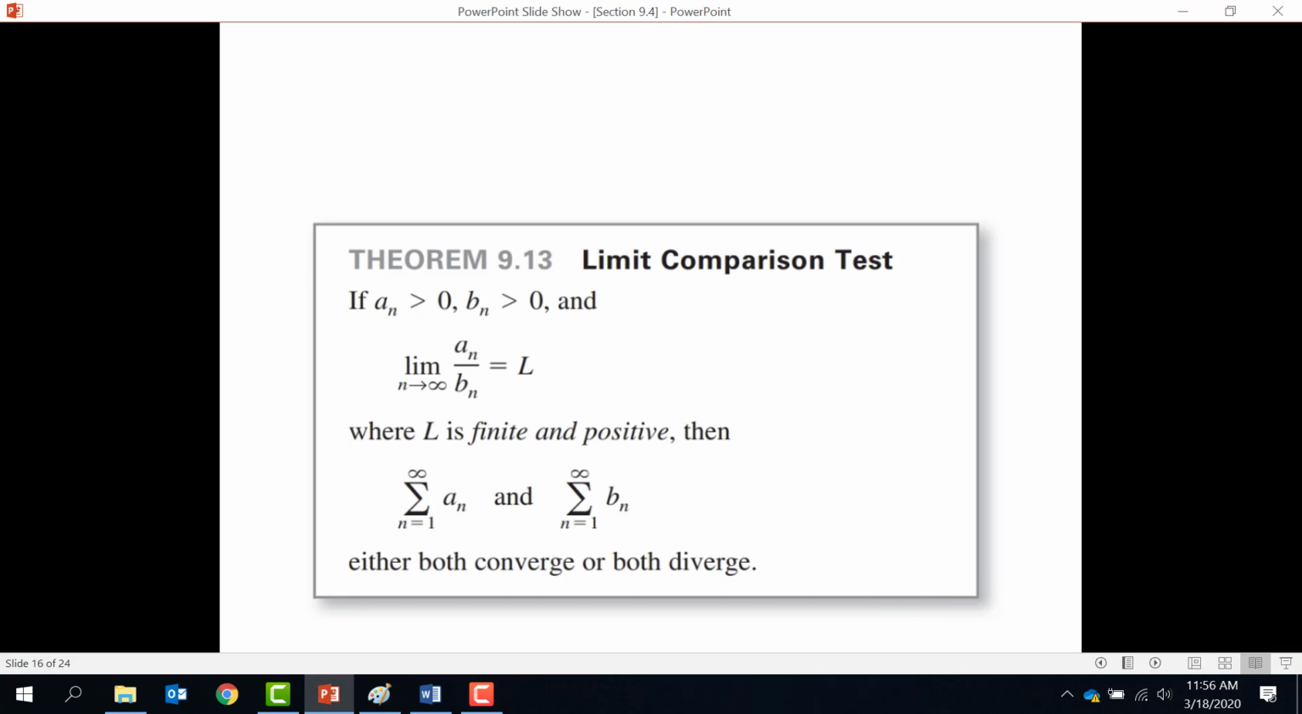So back to Theorem 9.13, the limit comparison test. This is going to be easier to use because we don't have to go through all the inequality gymnastics. Basically it just says that if you take the ratio of a sub n and you divide it by b sub n and take the limit as n goes off to infinity, if that limit is finite and positive, meaning it's not zero because everything is positive here, then both series either converge or diverge.